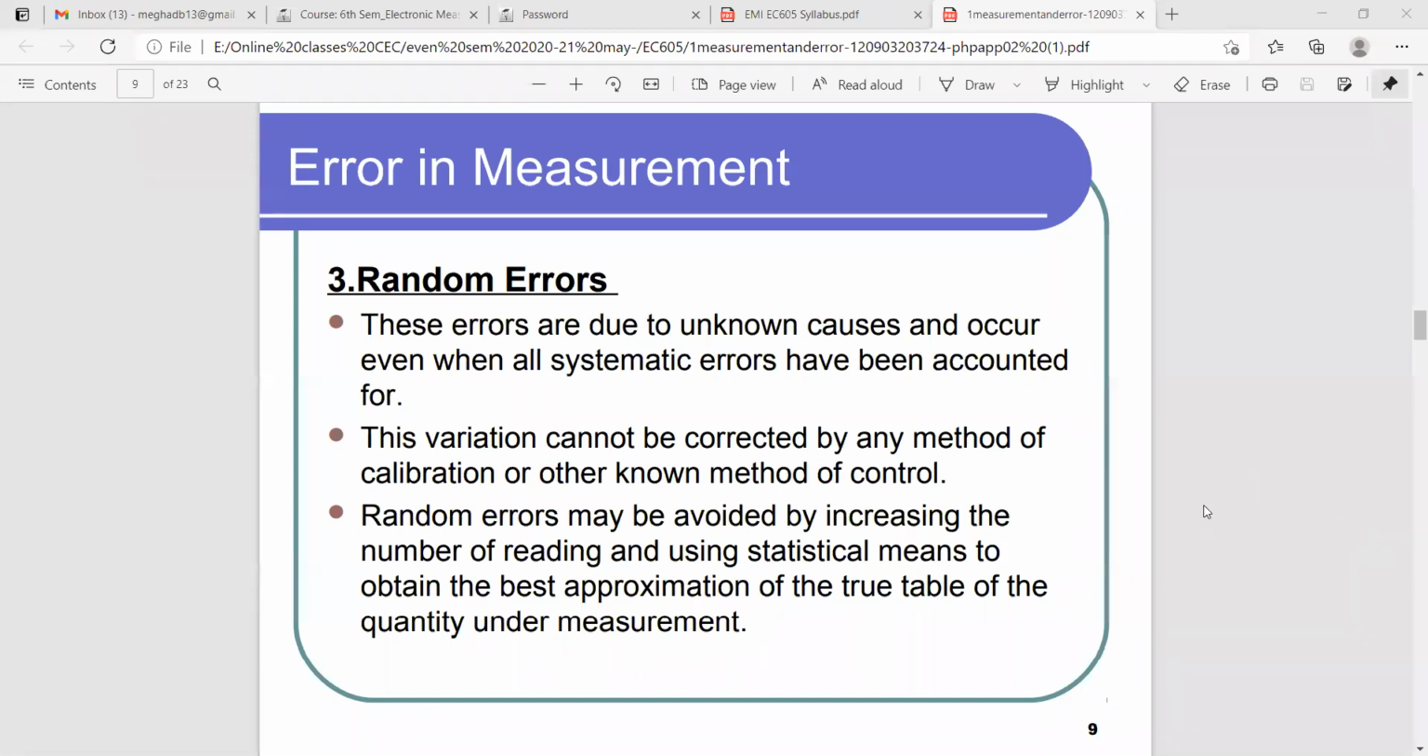So if we see that after taking 4, 5, 6 readings, it's not coming under range, what will you do? You will take at least 10 to 15 readings. Then ultimately, some near about values will come for sure. Okay. So this kind of errors are not controllable.